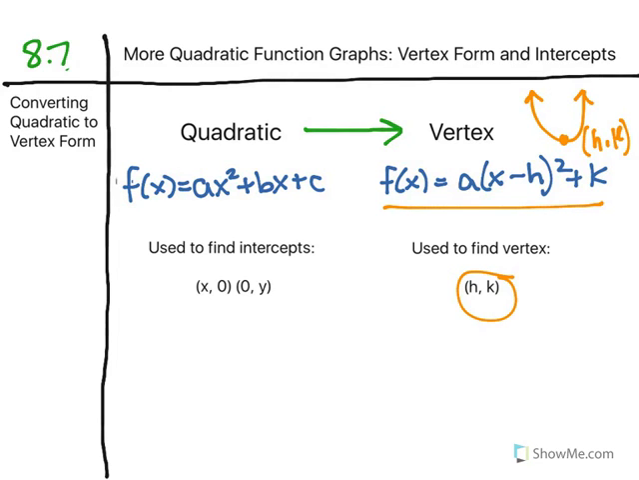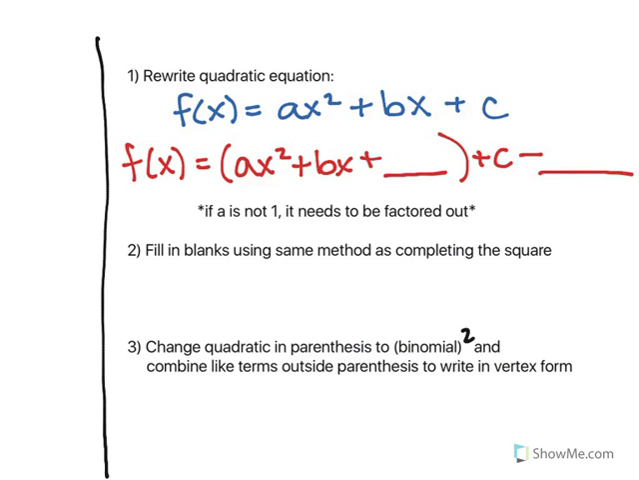The quadratic equation is really useful for finding the intercepts, x and y intercepts. And we're going to look at that a little bit more at the end of this lesson. But first we need to be able to go from quadratic form to vertex form. So let's look at that.